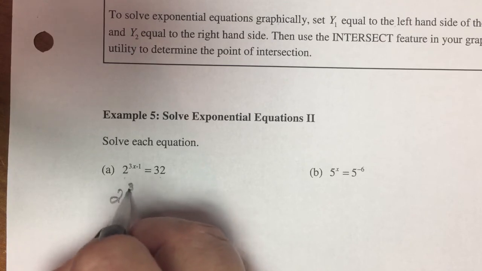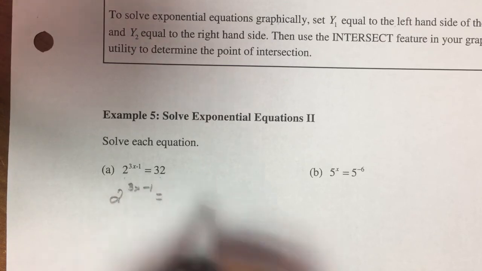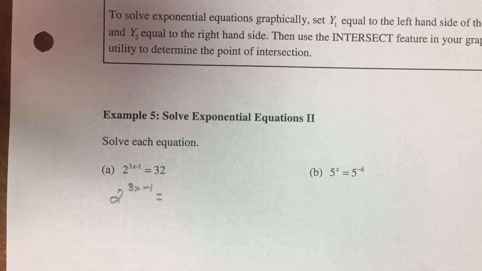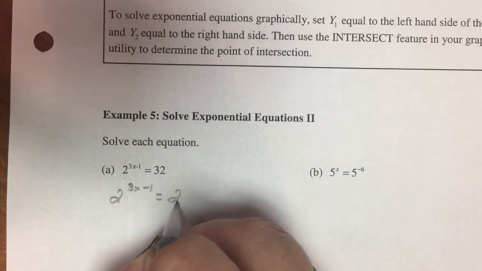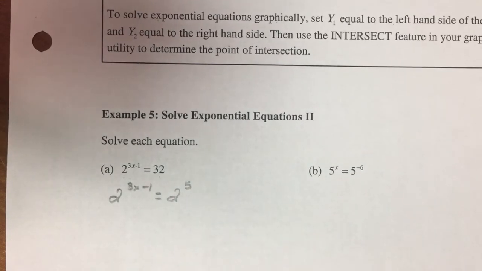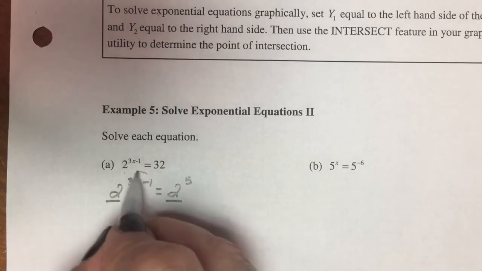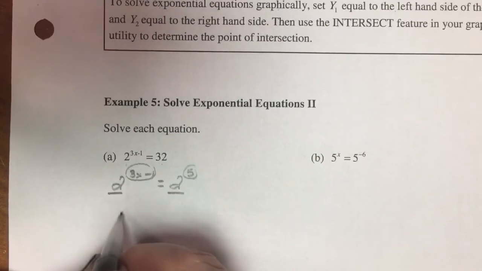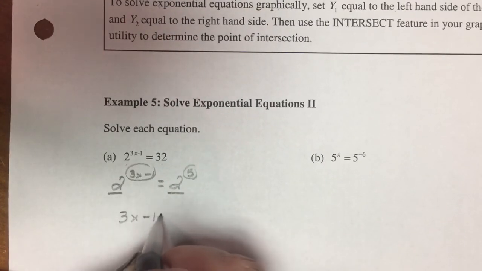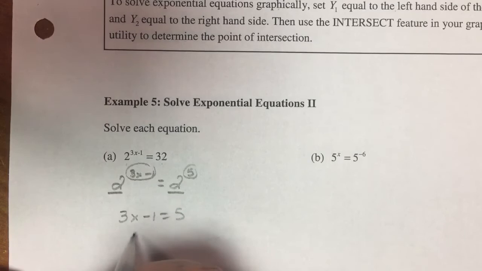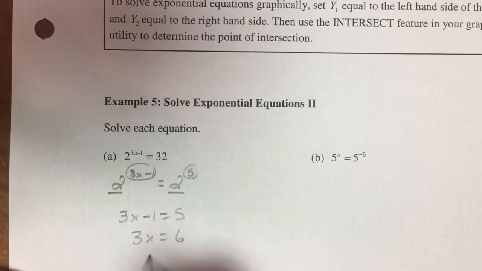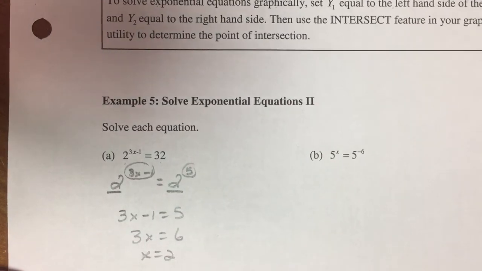It would be 2 to the 3x minus 1 is equal to, how do I write 32 with the base of 2? Well, it would be 2 to the 5th power. Once the bases are the same, you go ahead and you set the exponents equal to one another to solve. 3x minus 1 equals 5. So 3x equals 6. X is equal to 2.